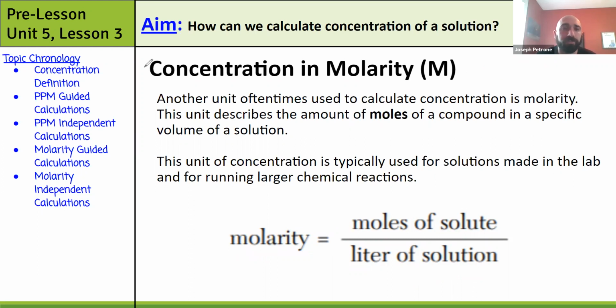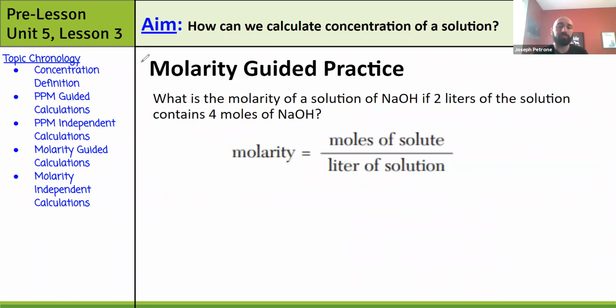Now let's look at a couple questions. The formula for this one is a little bit simpler, as long as we have the right amount of information. This question says, what is the molarity of a solution of sodium hydroxide, NaOH, if 2 liters of the solution contain 4 moles of sodium hydroxide? So we are looking for the moles of our solute. Our solute is going to be our sodium hydroxide, and it says 4 moles of sodium hydroxide. And then our liters of solution, it says here we have 2 liters of the solution.